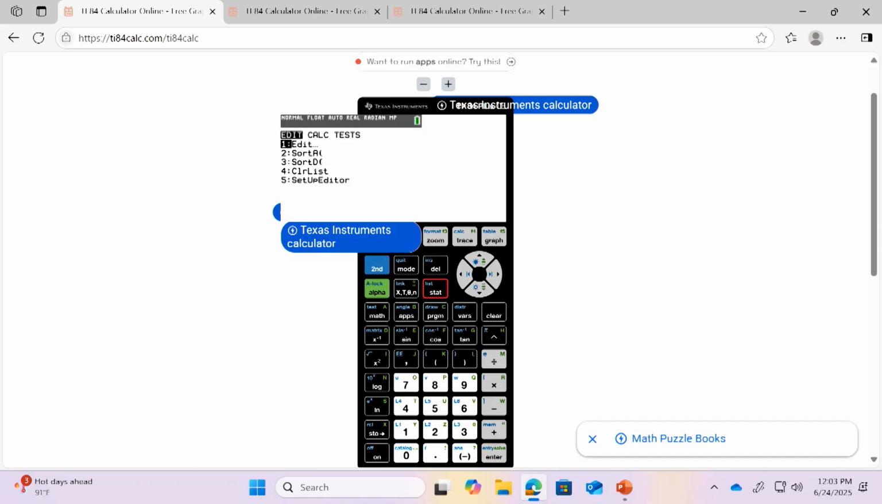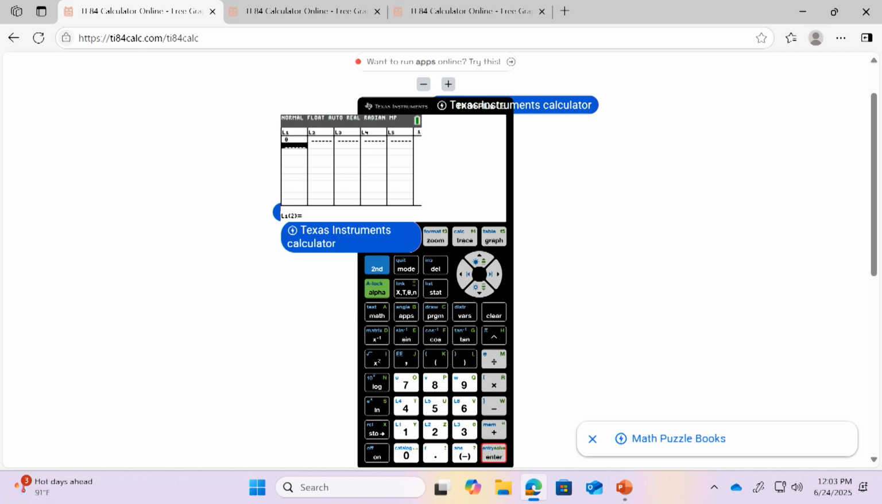We're going to go back to our stat list and go to 1 because we need to edit. We need to clear out these lists, so I'm going to highlight L1 and press clear enter. I'm going to highlight L2, clear enter. Now let's put our new table in.